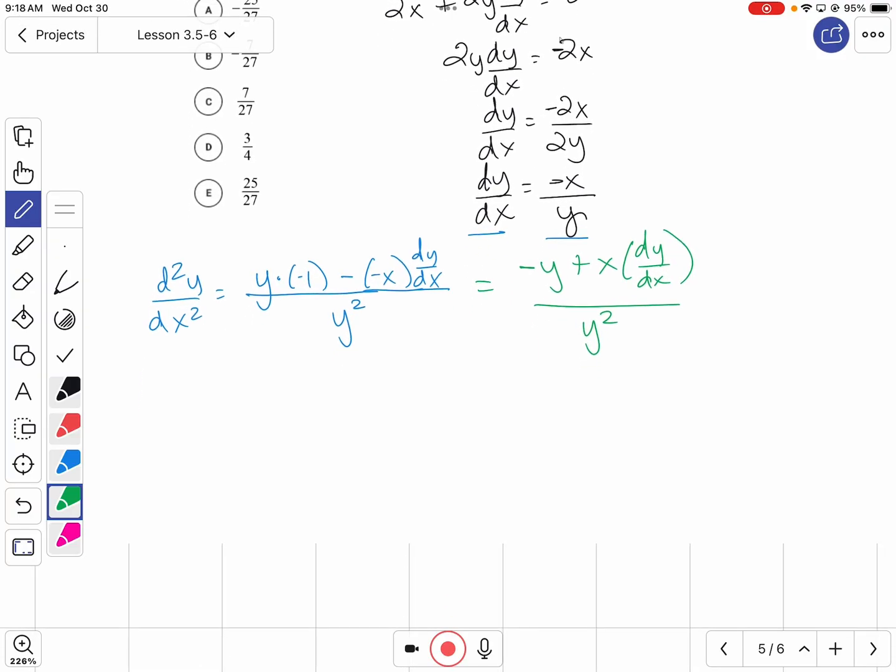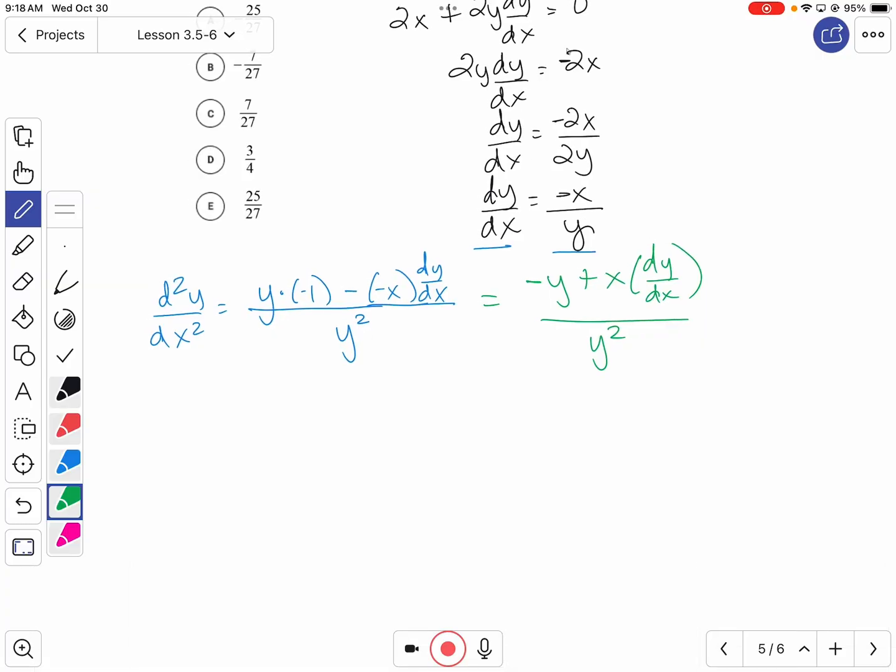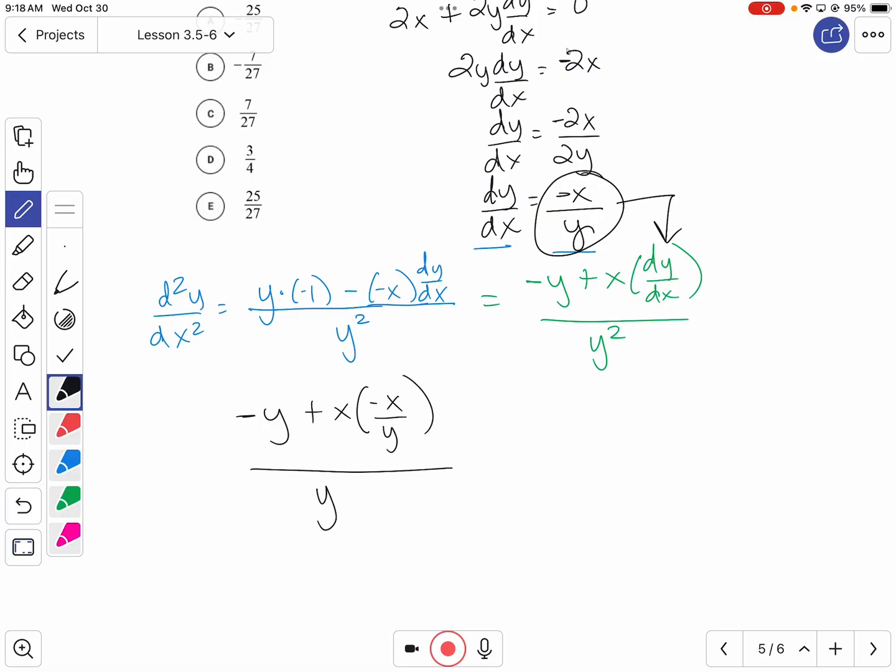We've simplified all we can, and now we go back to that step Parker said, and we have to substitute. So I'm going to take negative x over y and plug that in for dy dx. That's going to leave me negative y plus x times negative x over y, divided by y squared. We cannot leave that as a complex fraction, so let's simplify some more. This gives me negative y minus x squared over y, all divided by y squared.